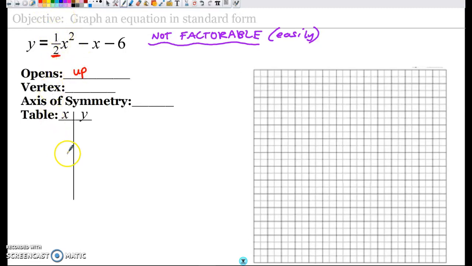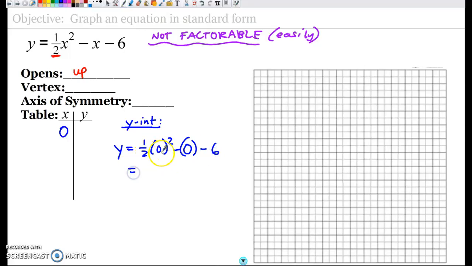And the first thing we should try to do is find that y-intercept. Let's put 0 in for x. I'm going to find the y-intercept where I'm going to touch the y-axis. So y equals 1/2 times 0 squared minus 0 minus 6. Of course, 1/2 times 0 squared, 0 times 0 is 0, times 1/2 is 0. Lots of zeros going on here, negative 6. So when I plug in 0, I get negative 6.